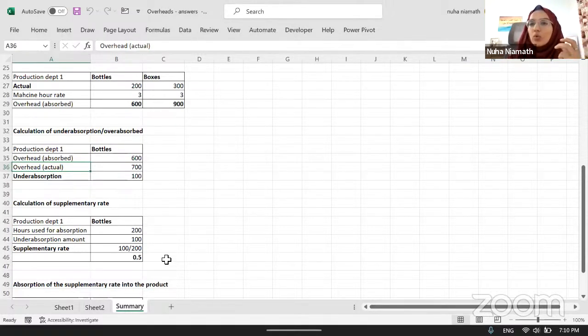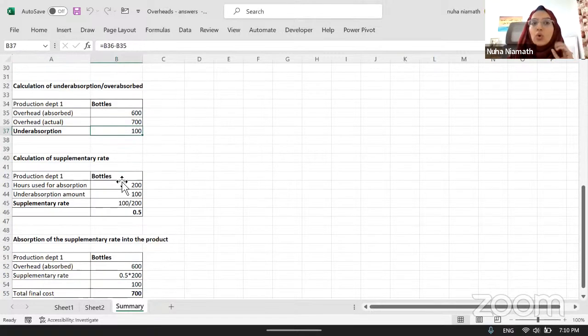You don't exactly know what's the actual expense that will be incurred, you know it only at a later point. So you get to know that there's an actual expense of 700. So the amount that has been under absorbed here is 700 minus 600, which is 100 rupees. So what is your next step?